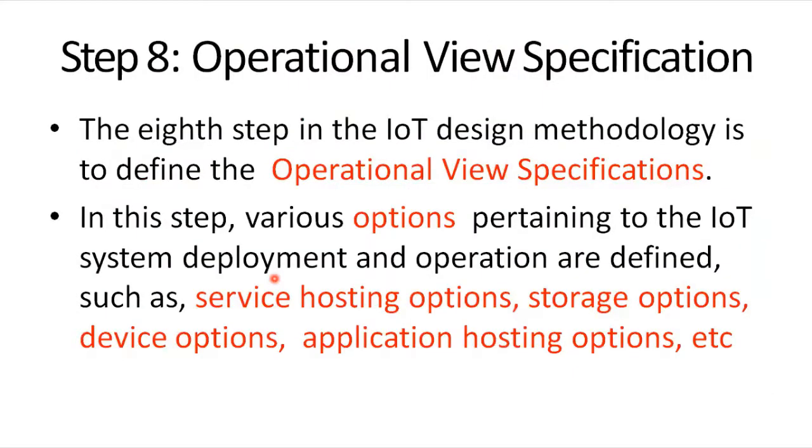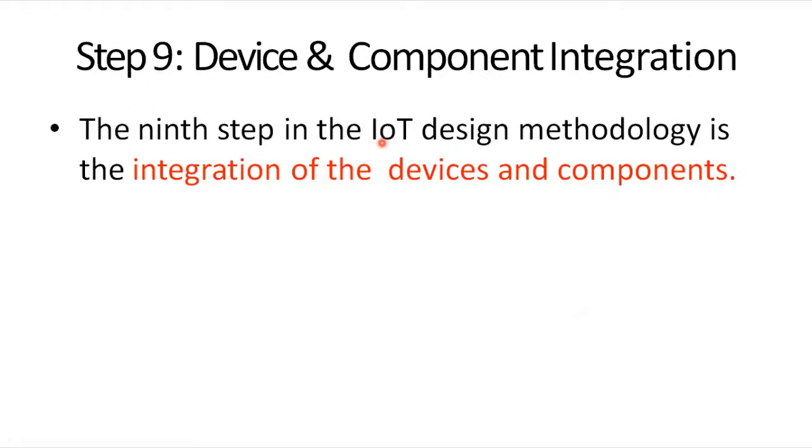And then coming to the eighth step, the operational view specification. What is an operational view specification? In the operational view specification, various options pertaining to the IoT system development are defined, such as service hosting options, storage options, device options, and application hosting options. Like that, you will have different options available in this system. That is the operation.